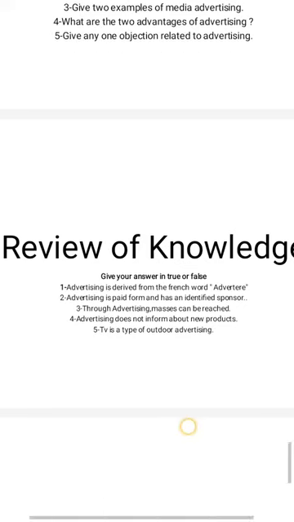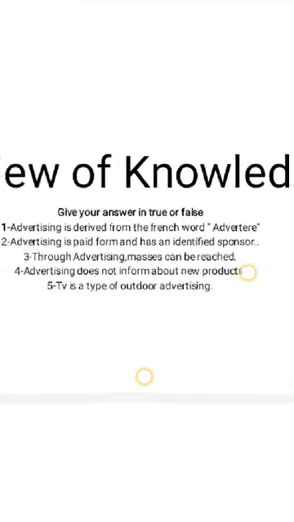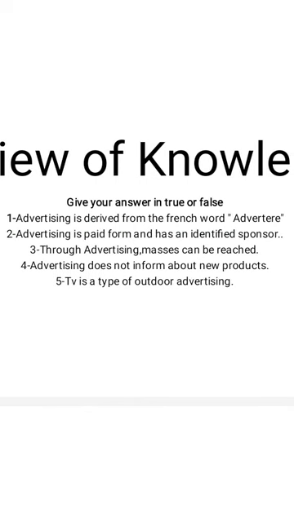Advertising is derived from the French word advertir. True. Good. Advertising is paid form and has an identified sponsor. True. Through advertising, masses can be reached. False. No, it's true, beta. Advertising does not inform about new products. False. Yes, TV is a type of outdoor advertising. False. It is a type of media advertising.